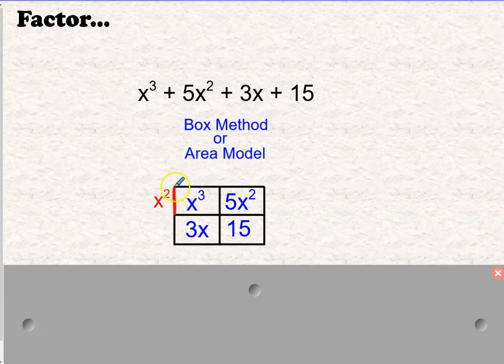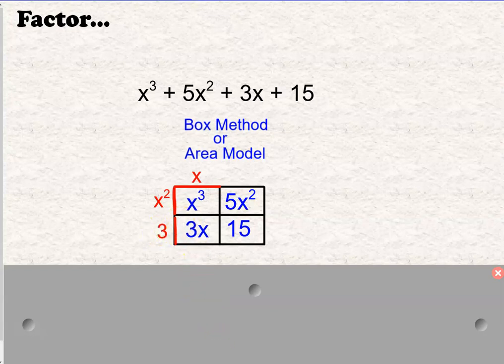If this length is x squared, how long does this length right here have to be in order for this little box to have an area of x cubed? Well, it would have to be x. Now, if this length right here is x, then what does this length down here have to be, so that this box right here has an area of 3x? And that answer would be 3.